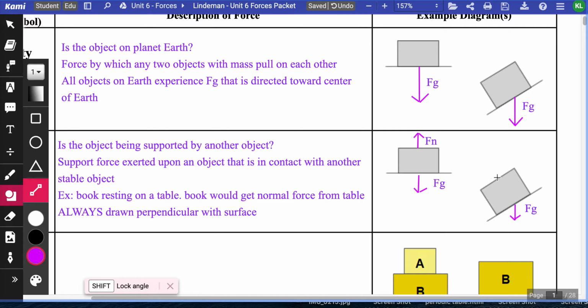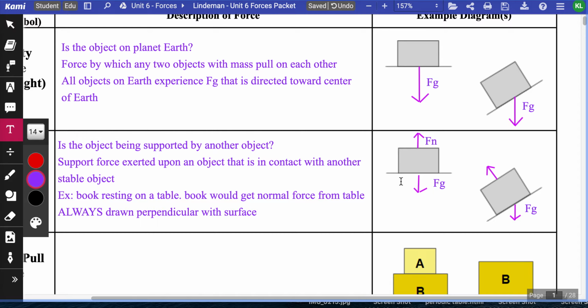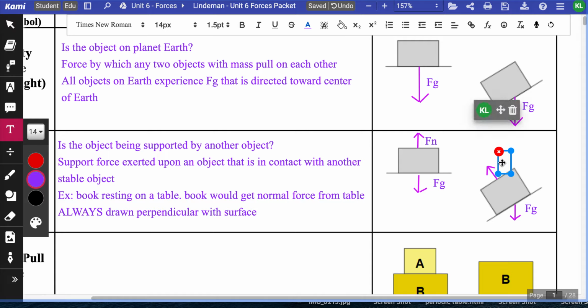For this one, again, perpendicular to the surface, which here means it's going to be at an angle. And I'm trying to make those arrows, again, about the same lengths, and that would be Fn. Okay.